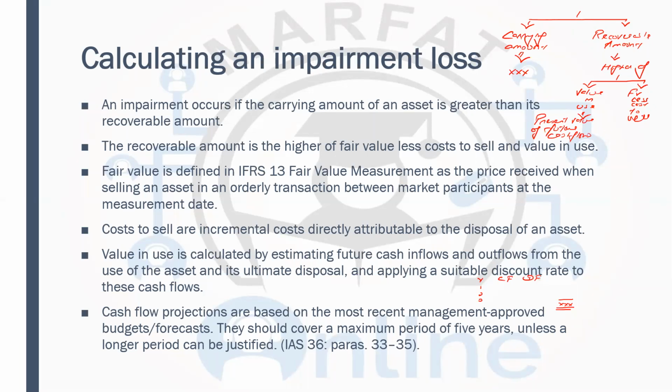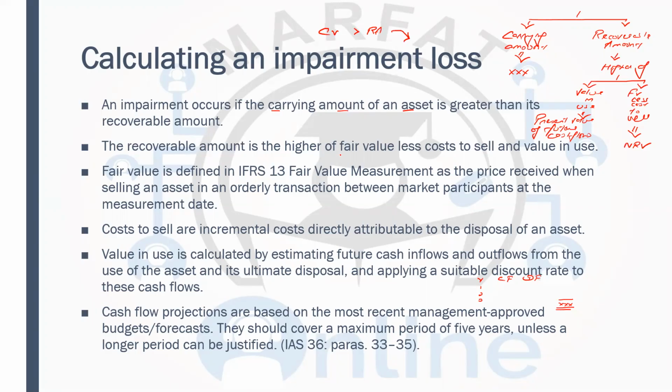And then we have to compare it with the fair value less cost to sell, which is eventually the NRV. Whichever is higher becomes your recoverable amount. So if the carrying value of an asset is more than its recoverable amount, then the asset is said to have suffered an impairment loss. An impairment should be recorded within the financial statements. So an impairment occurs if the carrying amount of an asset is greater than its recoverable amount. We know that. The recoverable amount is the higher of fair value less cost to sell and value in use.